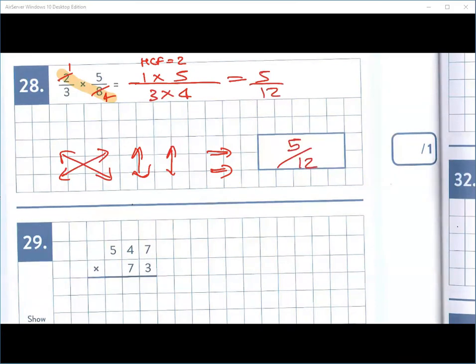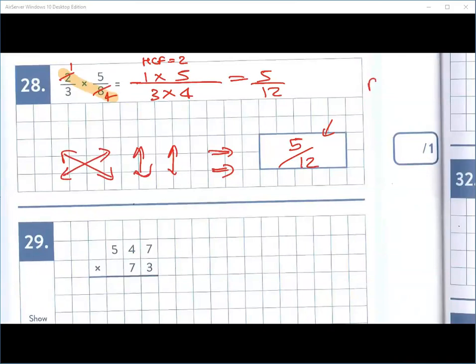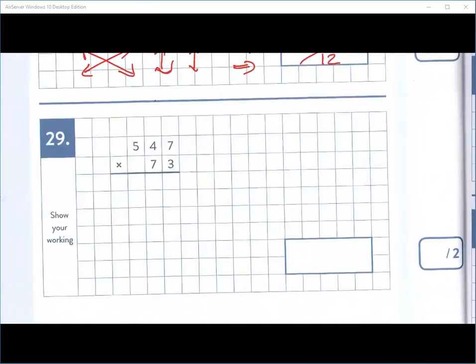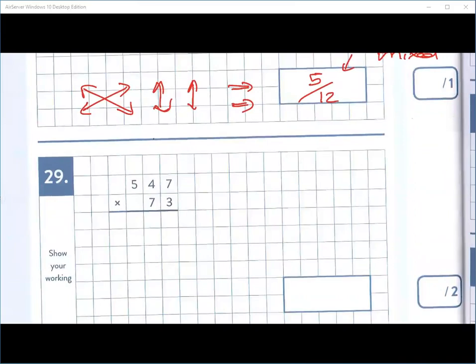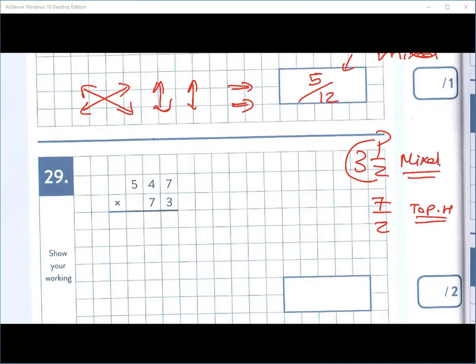Okay, what type of fraction is 5 over 12? I'll give you 3 choices. Is this called a proper fraction? An improper fraction? Or a mixed fraction? It is proper, because the top number is smaller than the bottom number. A mixed fraction is like this. Top heavy would be like this. That's top heavy: the top number is bigger than the bottom one. The top heavy one is converted into the mixed fraction.